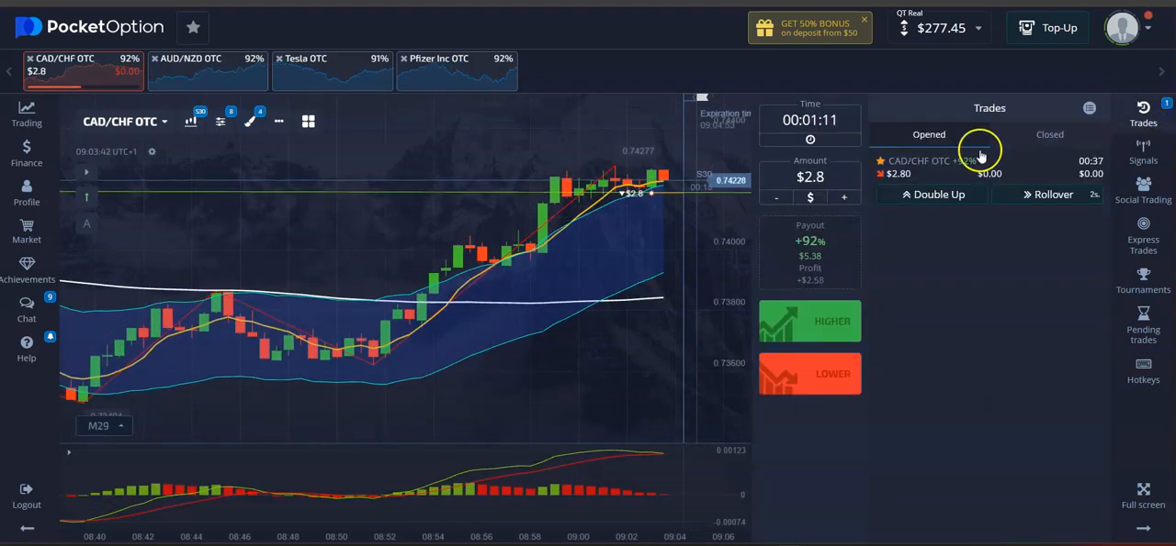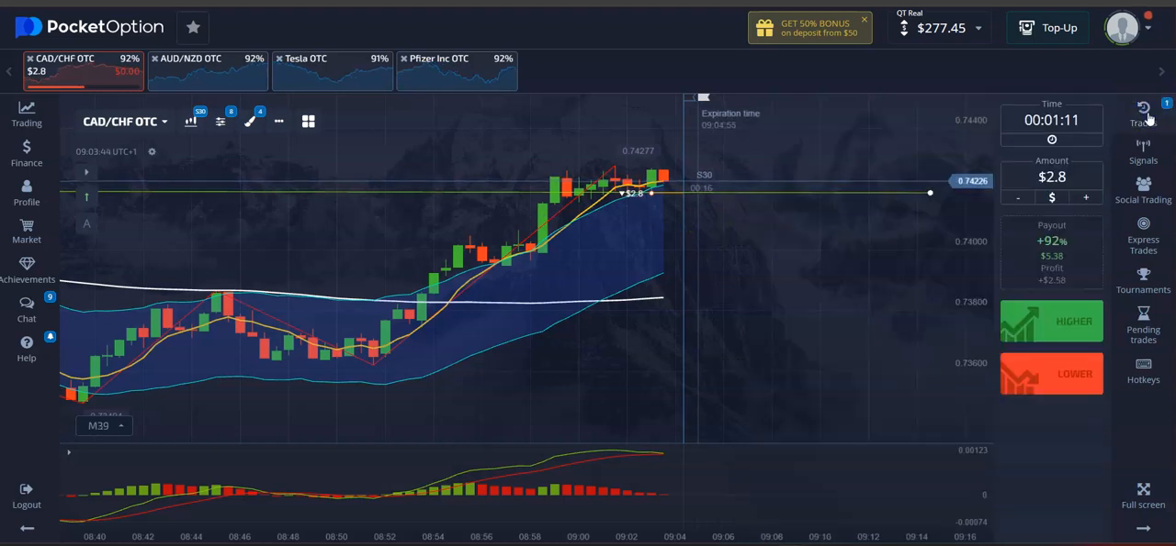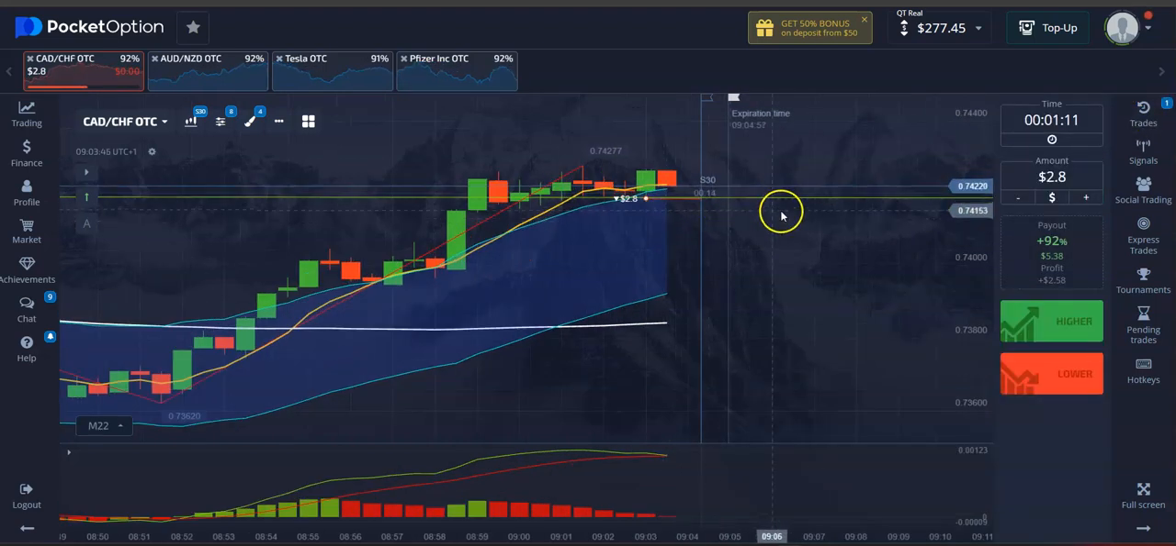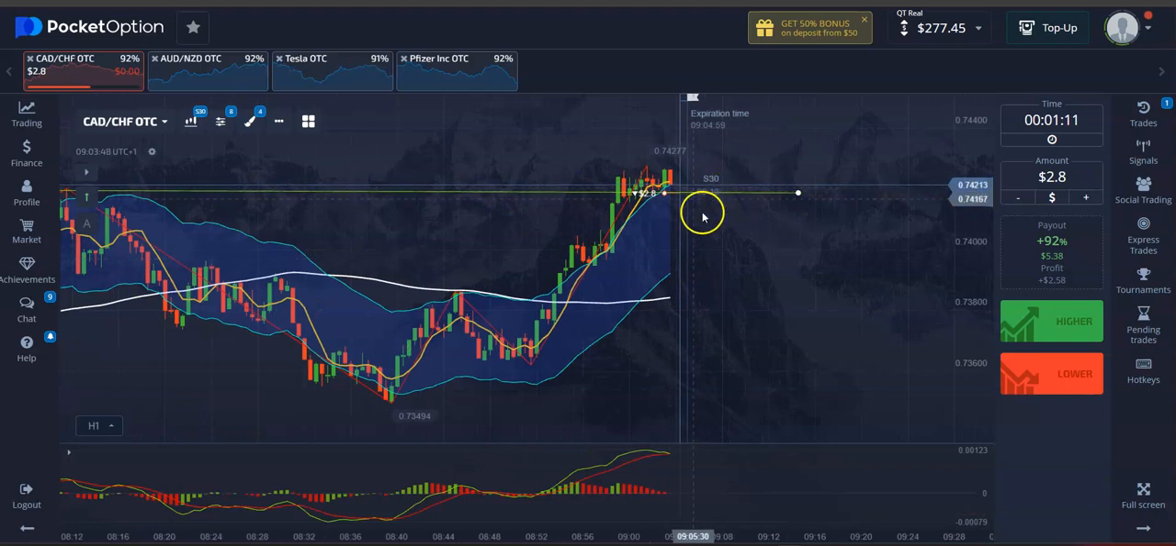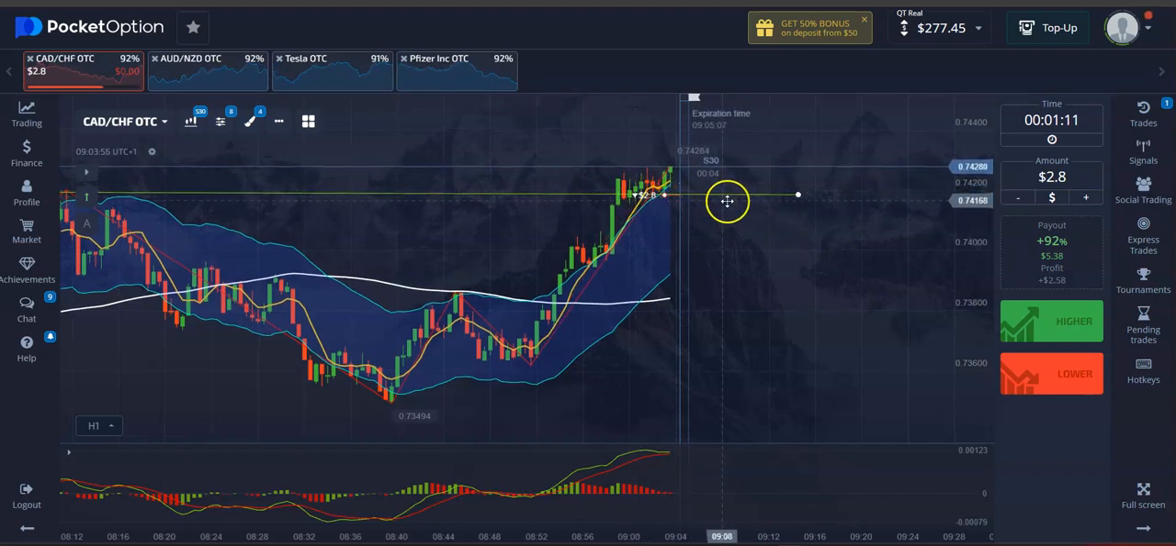Okay, so we have 37 seconds to go. Let's see how this one will go. So the reason why I haven't placed more trades is because the price hasn't gone below this line right here, and potentially is not gonna go to.